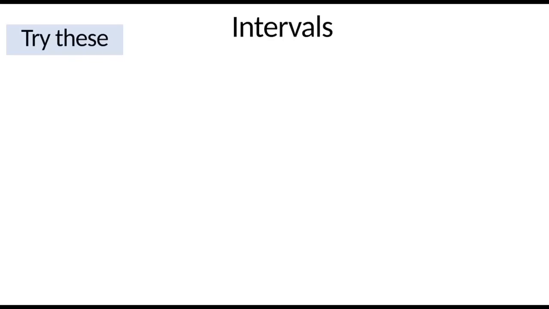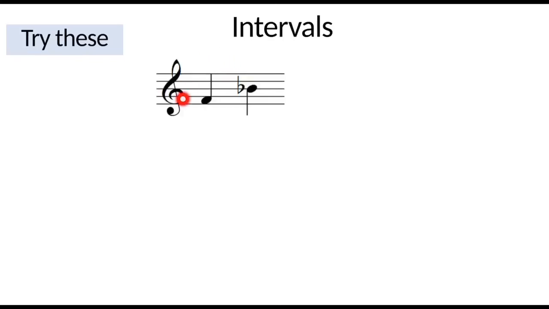How about these ones? So again, we're looking for the lowest note of the two, which is this one. We know that's an F. That's the one we're going to call number 1. Here's the other note. We know that's a B flat. We don't need to bother about the flat though, we've spoken about that before. So we're looking for the interval between an F and a B. So F's number 1, G's number 2, A's number 3, B flat or B would be number 4, and that's why that interval is a fourth.